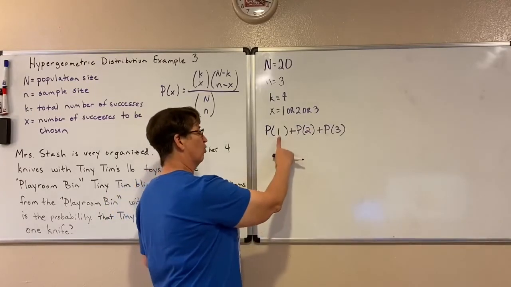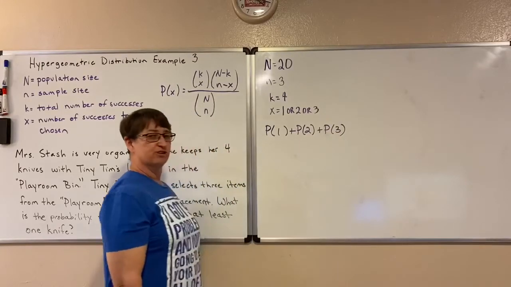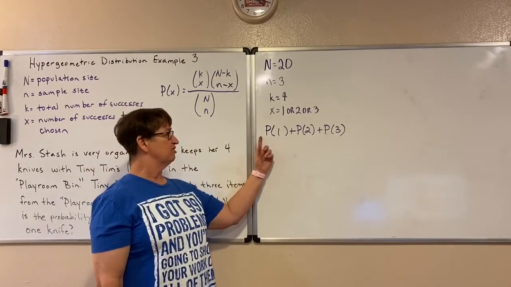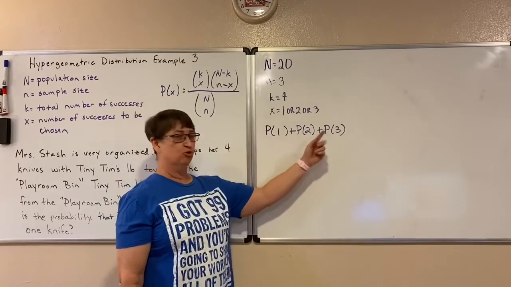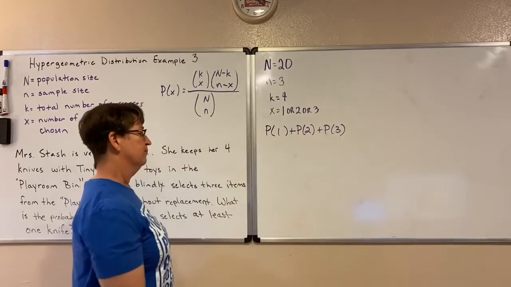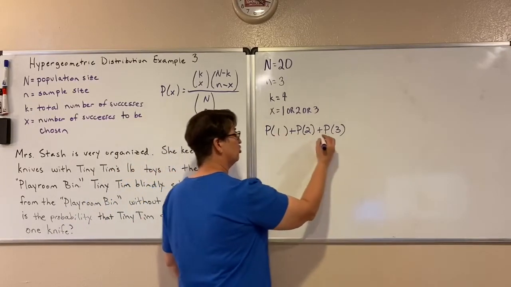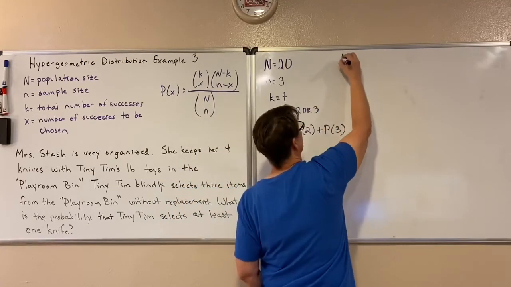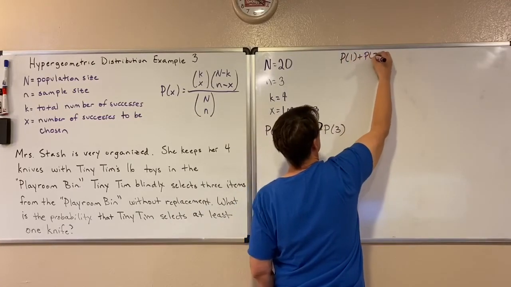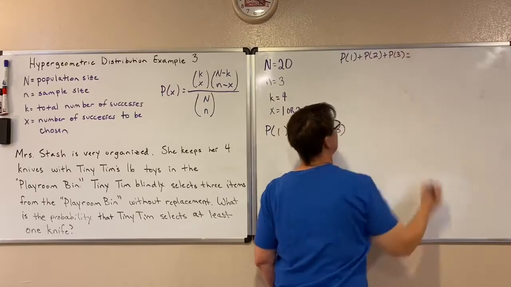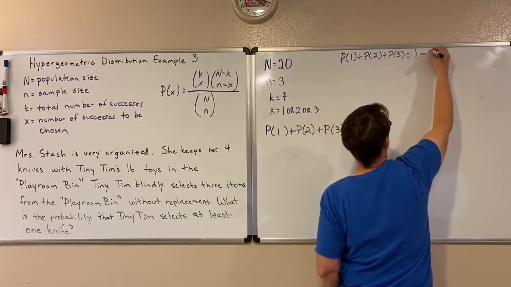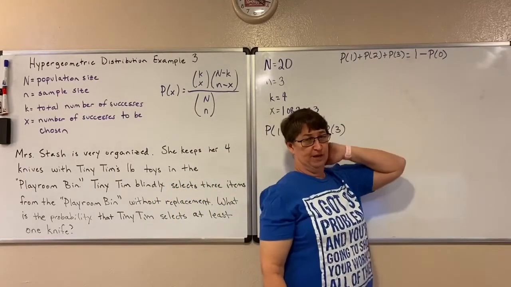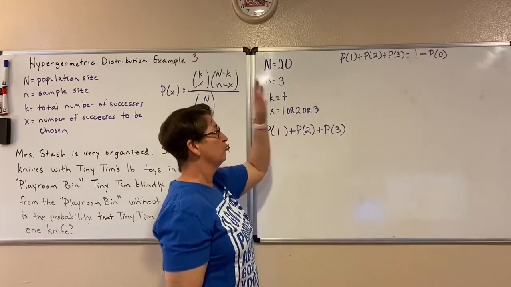Well, here we have 1, 2, or 3. What else is in the set of how many knives he could pull out? Well, he could pull out 0 knives. So 0 is the complement of 1, 2, and 3, that is, at least 1. So we could just say that the probability of 1 plus the probability of 2 plus the probability of 3 is equal to 1 minus the probability of 0, because 0 is the complement of 1, 2, or 3. And so if we just subtract that from 1, we'll get that probability.